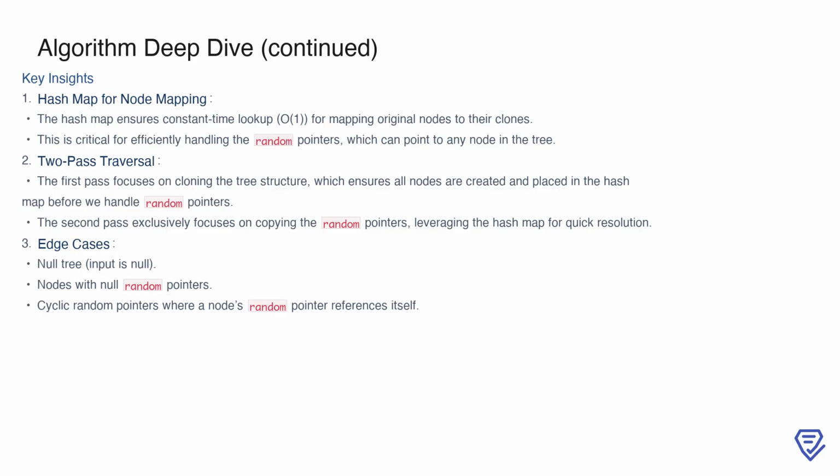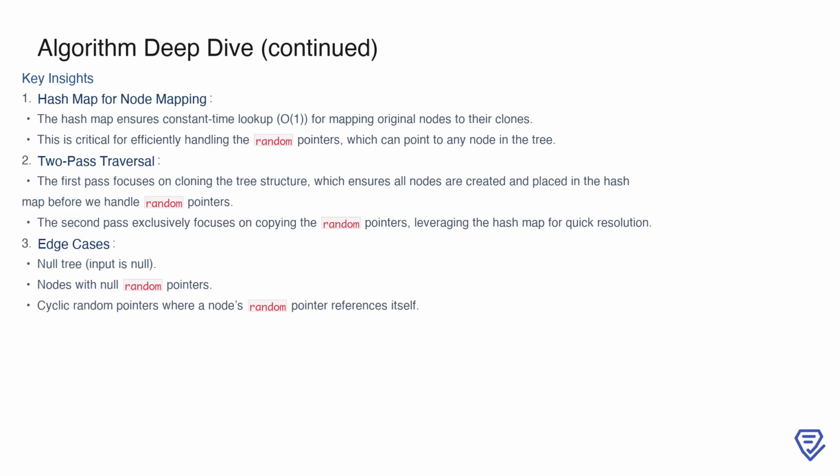Second, the 2-pass approach ensures that we separate concerns effectively. In the first pass, we focus solely on cloning the tree structure, ensuring that all nodes are created and added to the hash map. This guarantees that when we reach the second pass, we can resolve all random pointers without encountering any missing nodes.